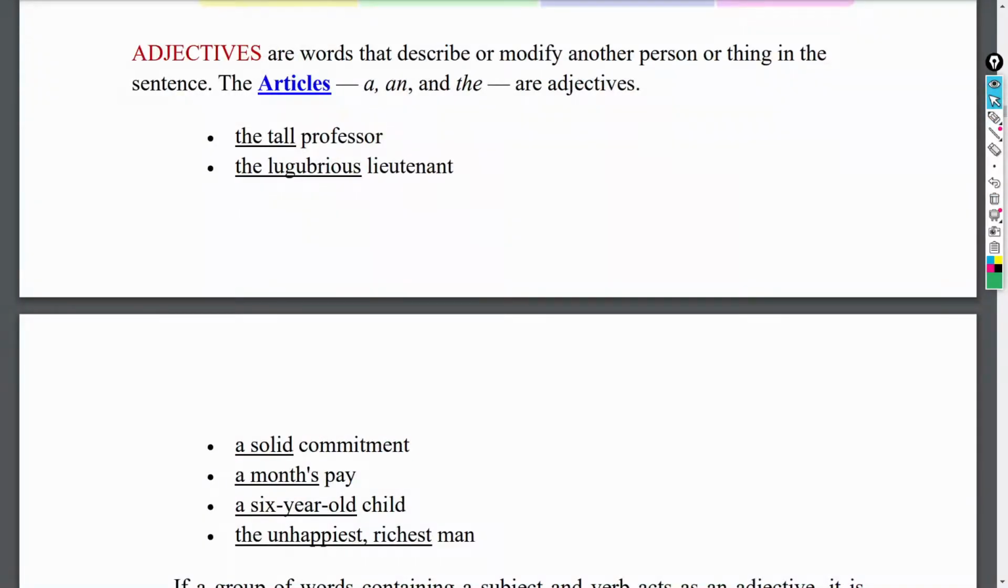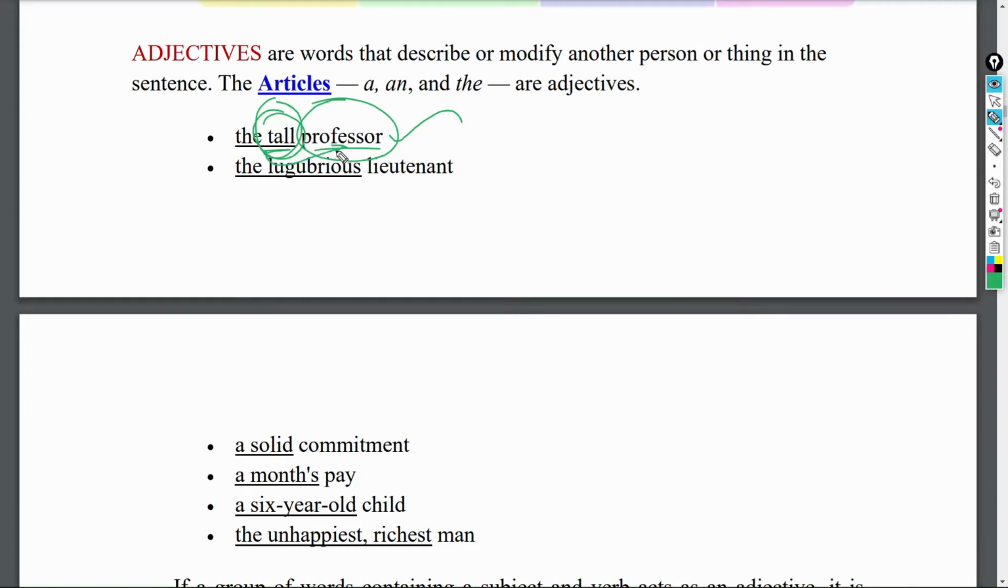Now my dear children, we will be making a comparison between the articles or the determiners and the adjectives. So what are the similarities between the adjectives and the determiners? Now let us go for it. Say for example, the tall professor. We are talking about the tall professor. This professor is the noun, and tall is the size. It is the defining word. It is coming before the noun, and therefore it is the adjective.